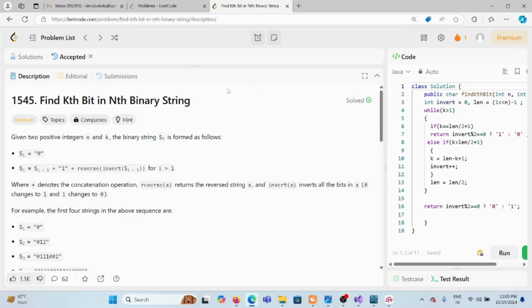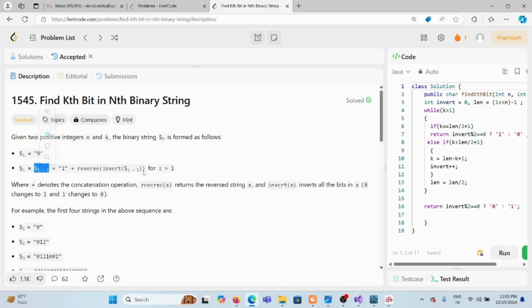Hello guys, so today we are solving this problem, find kth bit in nth binary string. So given two positive integers n and k, the binary string Sn is formed as follows. S1 is starting with a 0. Then for any Si, we take the string Si minus 1, plus 1, and then we are reversing this Si minus 1.